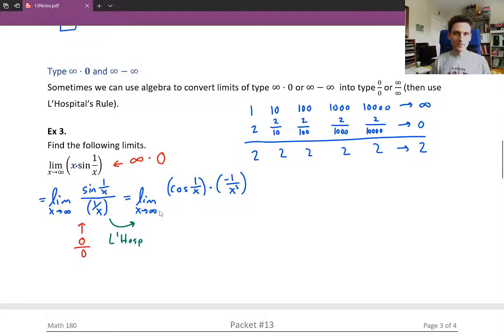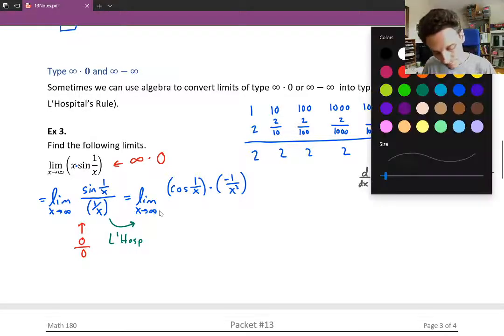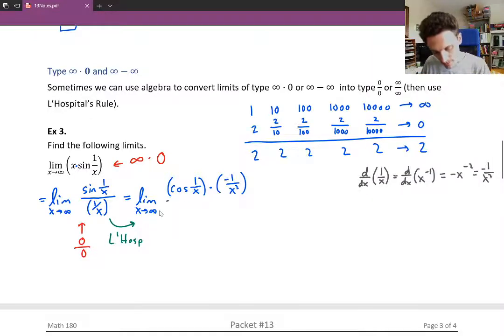This is a common enough derivative that it's worth just remembering. And if you don't remember it, that's okay. You can always rederive it. Remember that the derivative of 1 over x can be rewritten as the derivative of x to the negative 1. That's 1 over x just rewritten using a negative exponent. And then you multiply the negative 1 in front, subtract 1 from the exponent, and you get x to the negative 2, which you can write as negative 1 over x squared. So that's the derivative of the top by the chain rule.